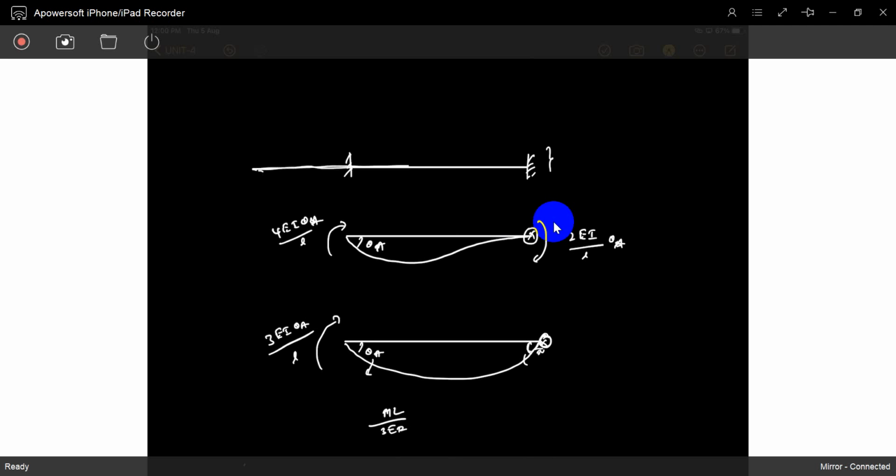All understood? We just take it as intermediate. Everything is considered as fixed. So if you apply a 4EIθ/L moment, it will carry over 2EIθ/L moment to the other end, so M by 2. But if the far end is a hinge, there is no moment transferred. Understood? So that's it.